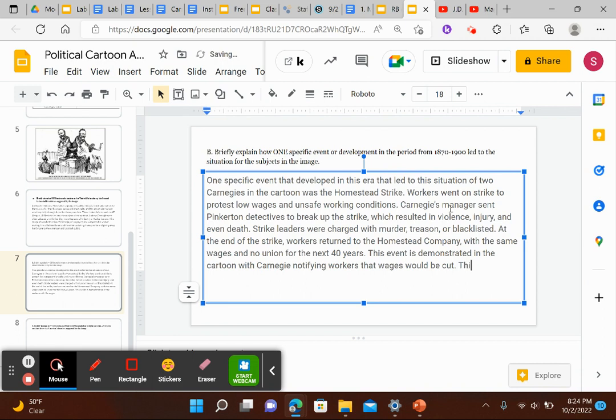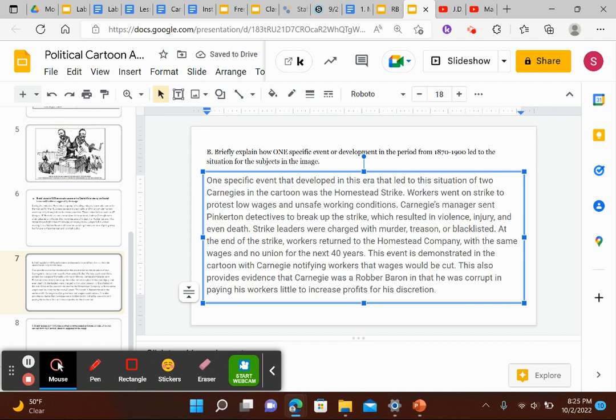This also provides evidence that Carnegie was a robber baron, in that he was corrupt in paying his workers little to increase profits for his, we'll say, discretion, because even though he gave it away, he was deciding who should get the money. Okay, so again, I tie it to that picture.